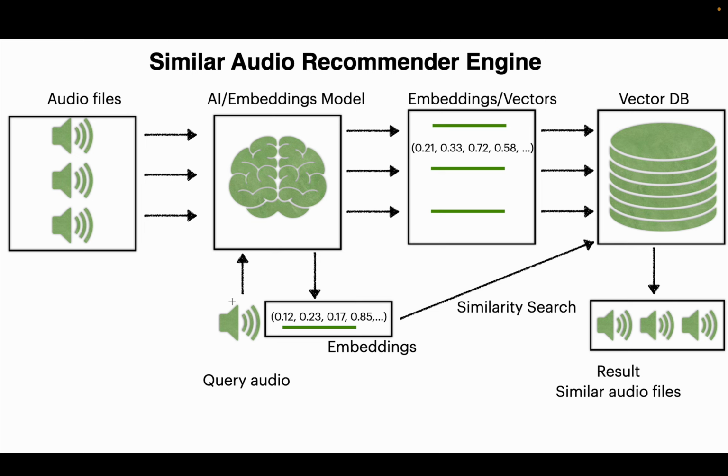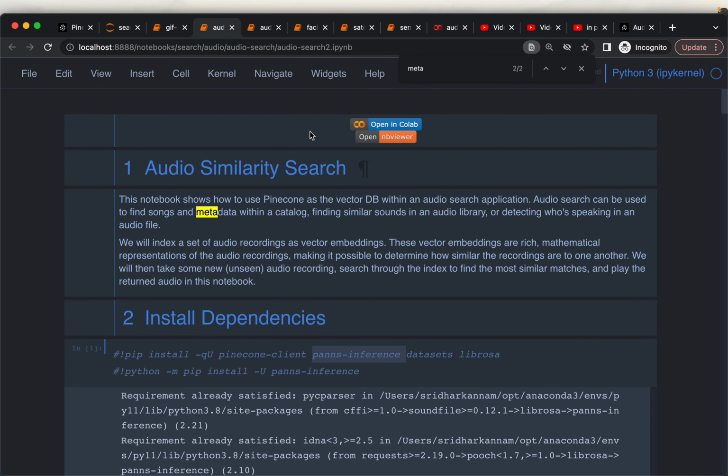All right, so we do the same. We apply the embedding model on our query audio, and we again get a vector, and we use this vector to query the vector database to find the similar audio files, similar vectors, and these vectors we map back to the audio files. So that's the high level architecture which we have seen before.